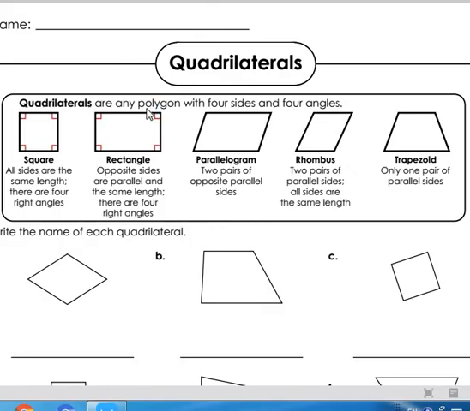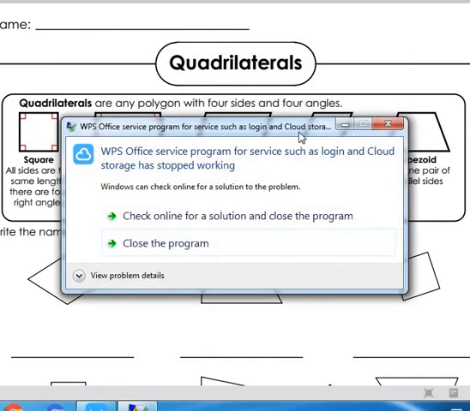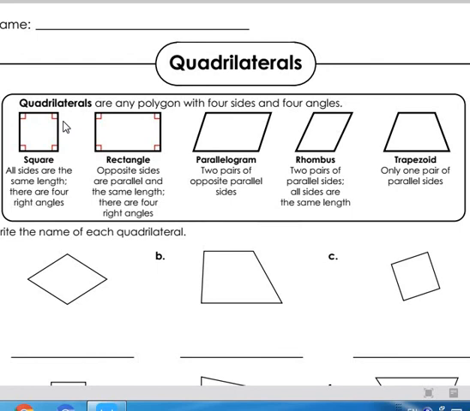Okay, moving now to the quadrilaterals. I have here this quadrilateral. It means what? Quadrilaterals are any polygon that has 4 sides and 4 angles. Remember, quadrilaterals have 4 sides and 4 angles. Here the square: all sides are equal in length. There are 4 right angles inside the square.